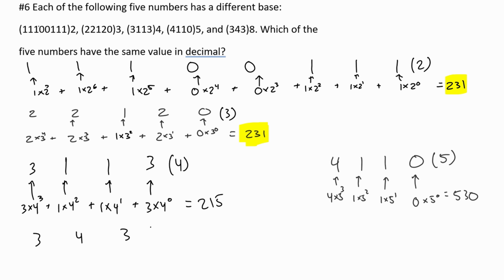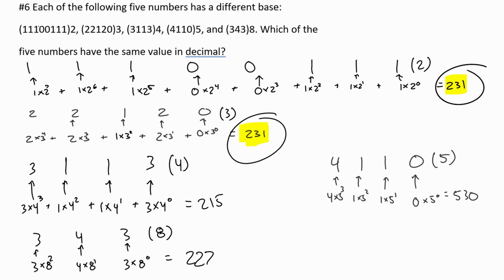So this is how we're going to write it out. Now we're going to solve for this by taking our 3, multiplying it by 8 to the 0th, and then we're going to take our 4 and multiply it by 8 to the first. And then lastly, we're going to take the 3. We're going to say 3 times 8 to the second. And this is going to give us a value of 227. Since this is not the same as any of the other ones, we are finished. Only the first two are the same.